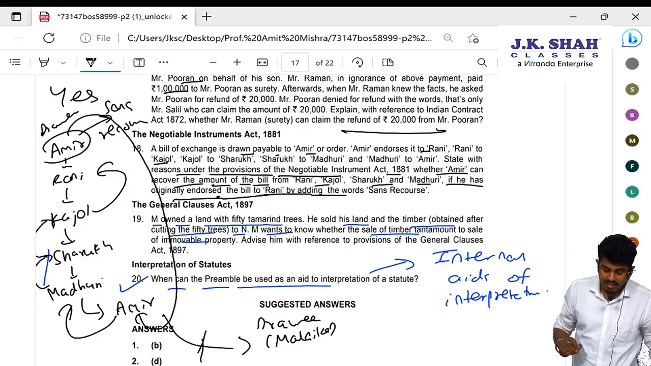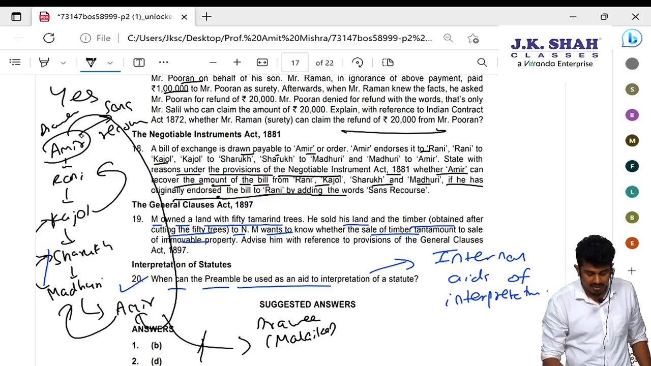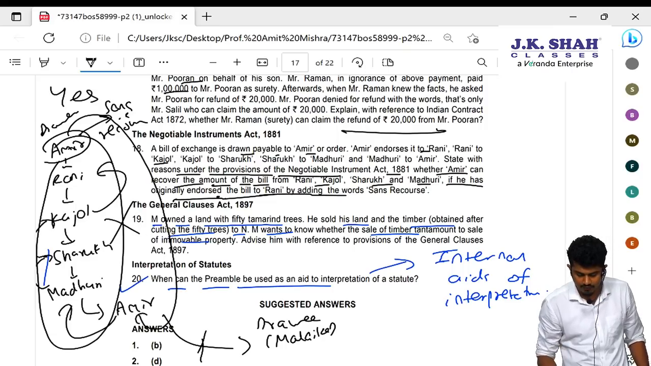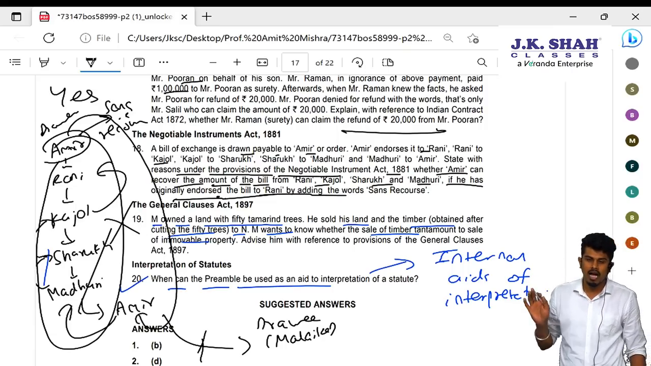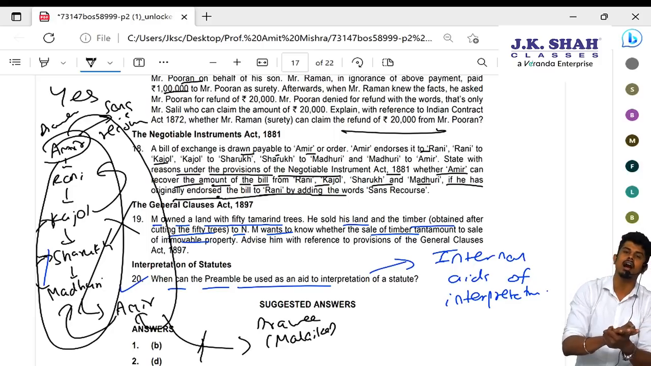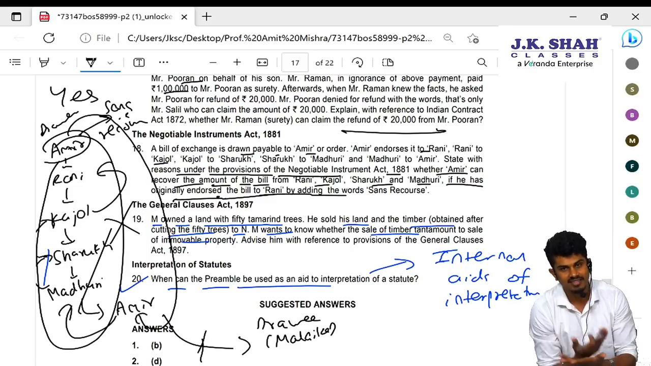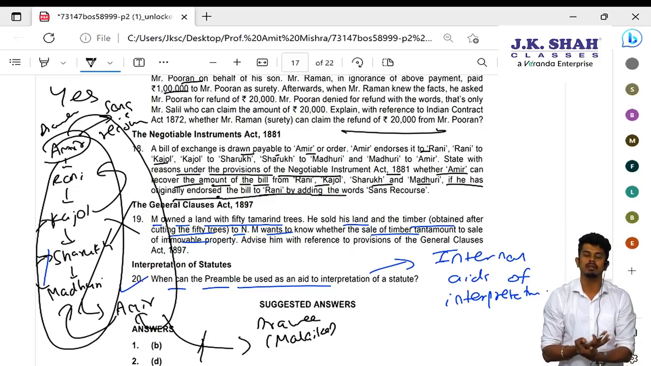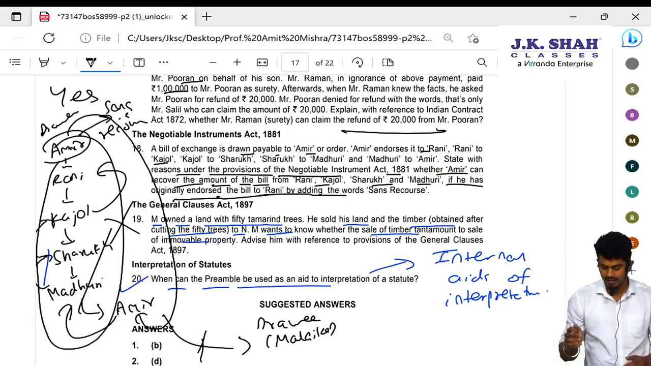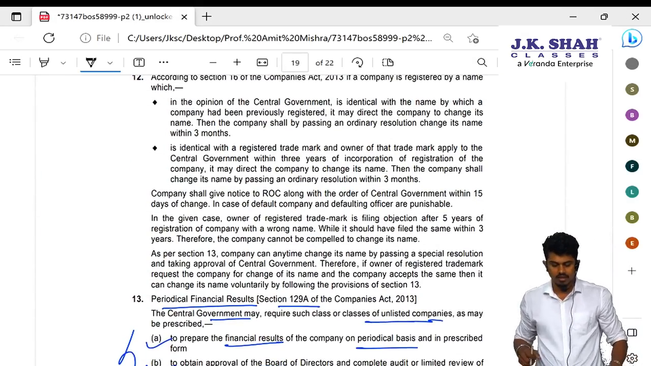So can I say, in this particular situation, since Amir has endorsed sans recourse, all the intermediate holders are not discharged, and therefore Amir can recover from everyone. If this endorsement was without recourse, then Amir could not have recovered because all the intermediate holders would have been discharged. But since it was sans recourse, Amir can recover from Rani, Kajal, Shahrukh, Madhuri, everyone. Easy? Clear? So this was your RTP and this was the question and answers of your RTP.